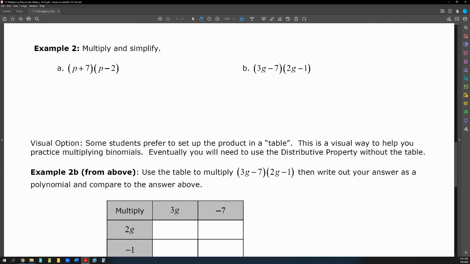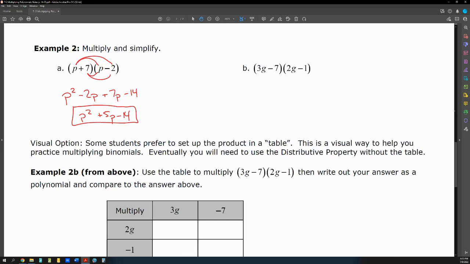So multiply and simplify. Here we have a binomial times a binomial, so we can use the FOIL method. Multiplying every term in the first polynomial times every term in the second polynomial, we get p times p is p squared, first. Outer, p times negative 2 is negative 2p. Inner, positive 7 times p is positive 7p. And last, 7 times negative 2 is negative 14. Combining like terms, we get p squared plus 5p minus 14. And that's our answer.